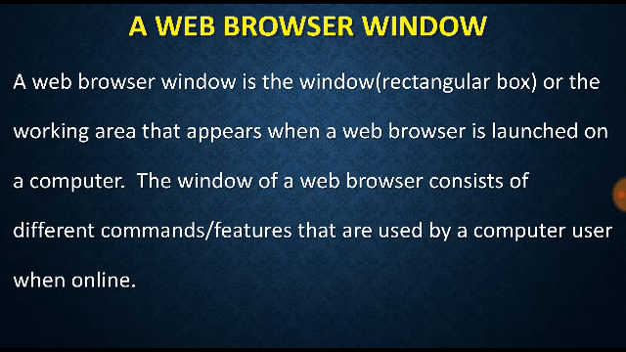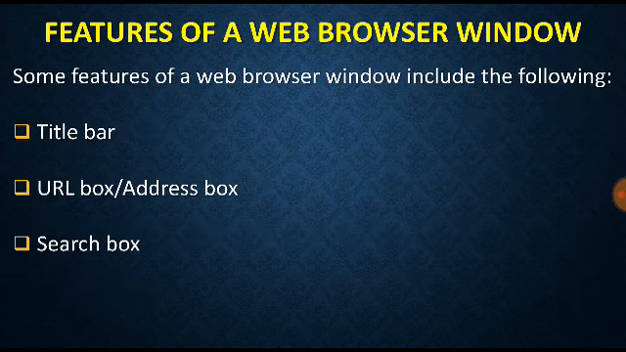Now when this window appears, it contains a lot of commands or features that are mostly used by the computer user when the computer is online to access information or to access the internet. Now let's have a look at some of the features that can be seen in a web browser or a browser window. So here is a list of features or elements that can be seen in a web browser window.